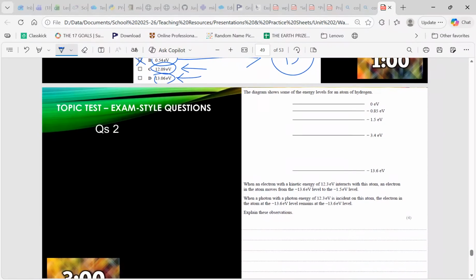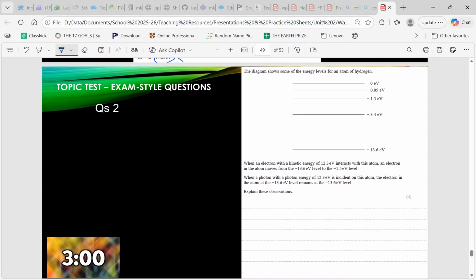Moving on to the next question, which is a 4-marker. The diagram shows some of the energy levels for an atom of hydrogen. Again, hydrogen, we see the energy levels. So the lowest energy level and then the highest energy level at the top.